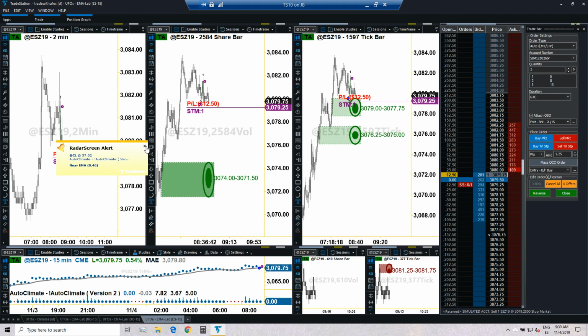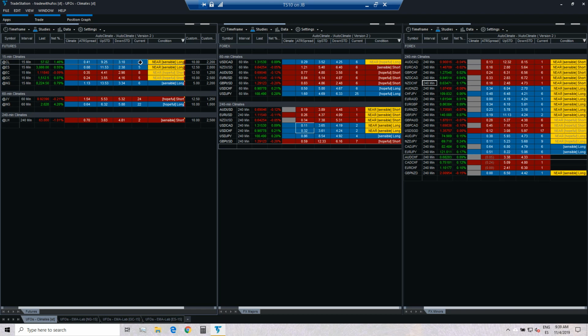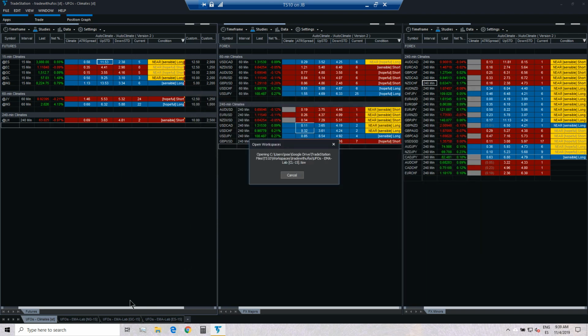So anyway, crude oil is flashing an alert as well. So we'll go ahead and look at what crude oil provides for us. We have a near sensible long 3 candle out of 9. Well, definitely a good idea to go and check crude oil. So I will load crude oil.